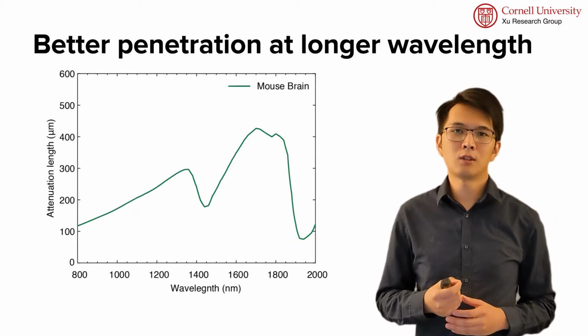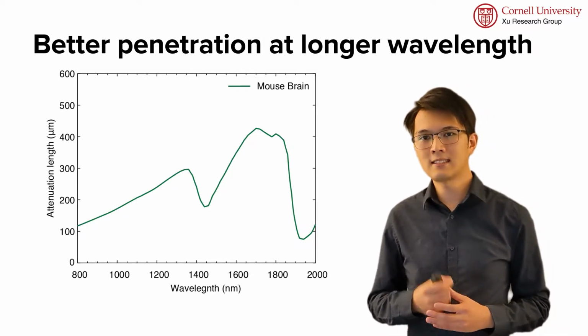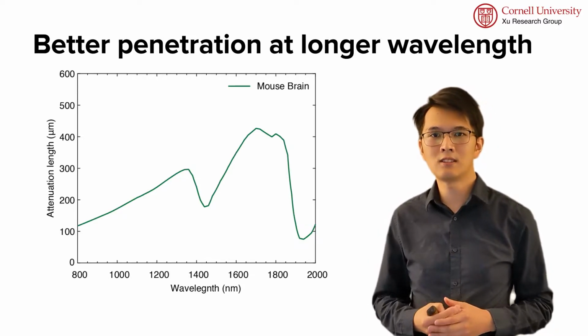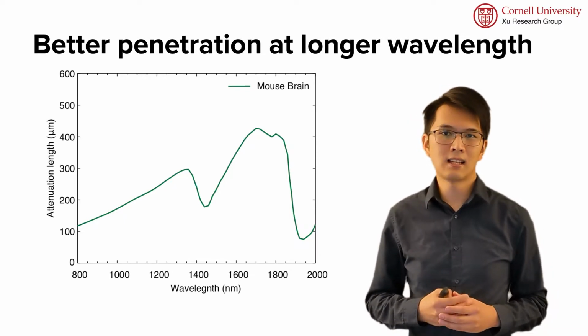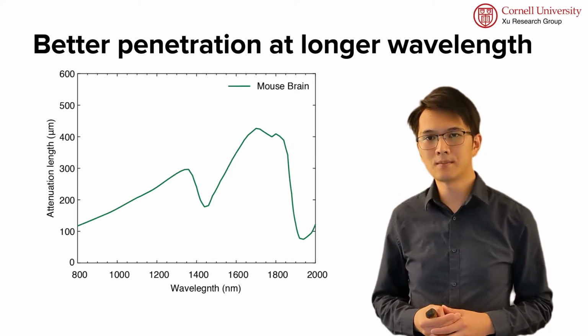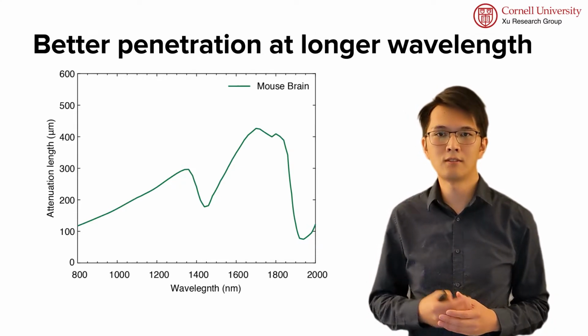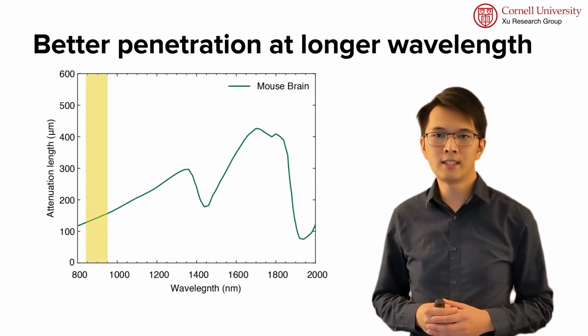This graph here shows the benefit of shifting into a longer wavelength. The x-axis here is the wavelength, and the y-axis is the attenuation length of the sample. A longer attenuation length means that light can penetrate deeper. And this green curve here shows the attenuation length of the mouse brain. Two-photon usually operates in the regime here.